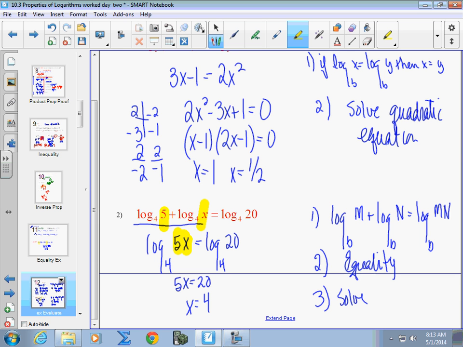You cannot use the equality property unless there is a logarithm on both sides of the equation and it is a single logarithm.